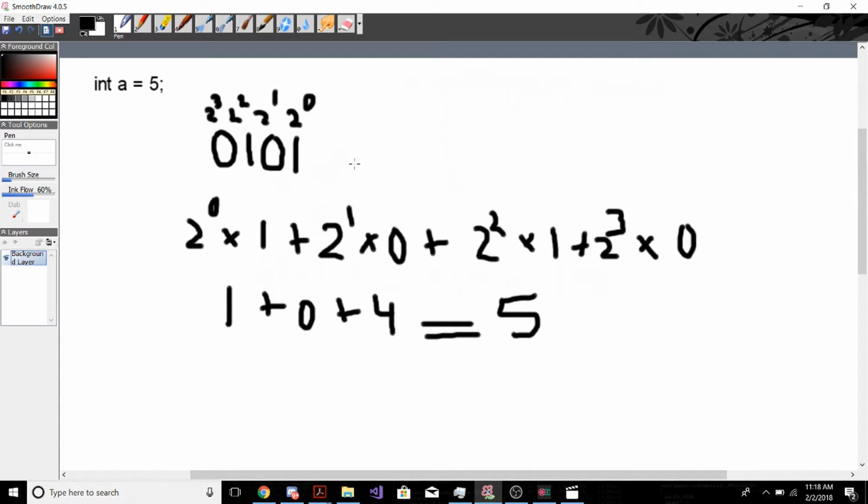Alright, so we call each binary digit a bit. In binary, we call each digit a bit. So this 1 will be 1 bit, and this 0 will be another bit. It's just another word for binary digits.